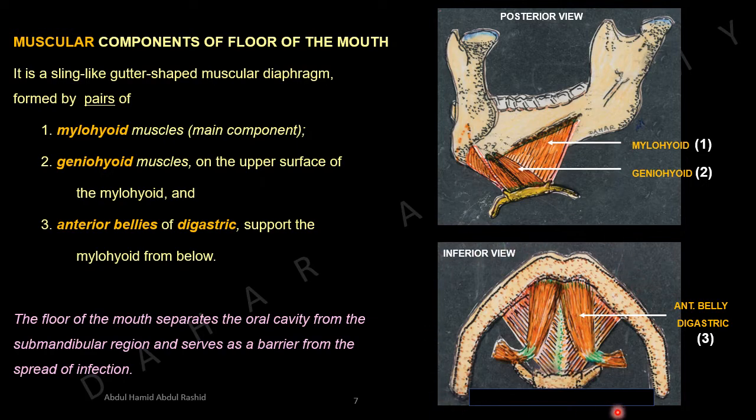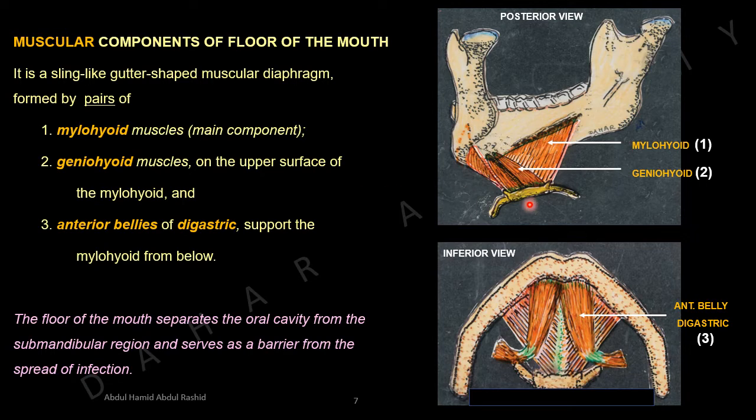This is inferior view of the mandible, and this is the hyoid bone, and we are showing anterior bellies of digastric muscles. So, muscular components of the floor of the mouth. It is a sling-like, hammock-shaped muscular diaphragm formed by pairs of number 1, mylohyoid muscles, right and left. It is the main component.